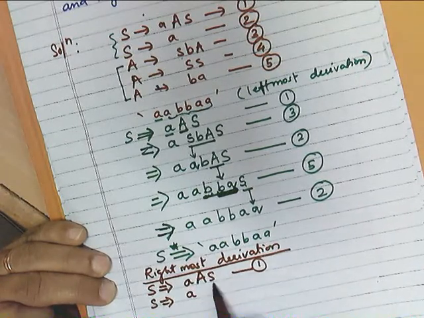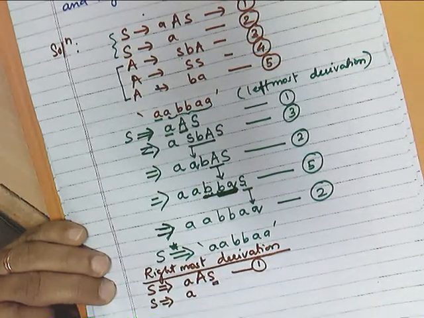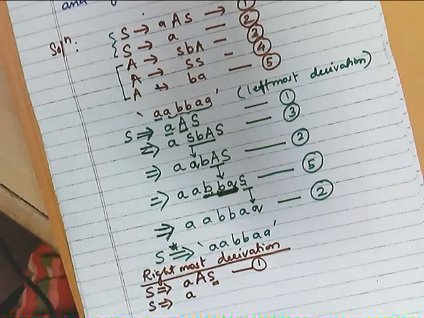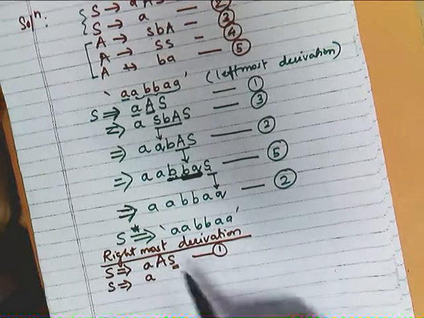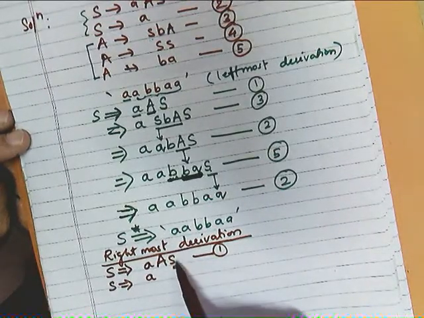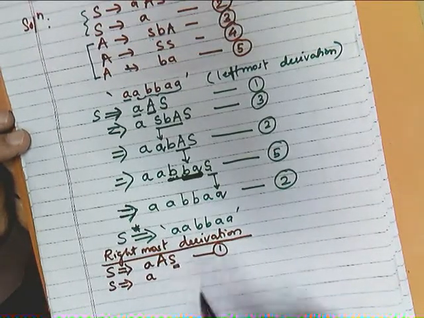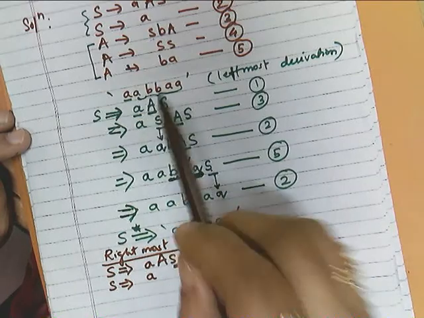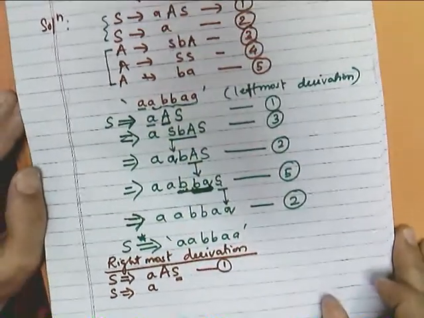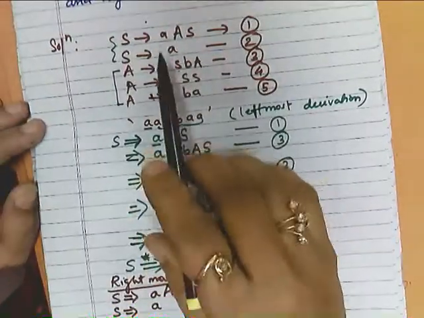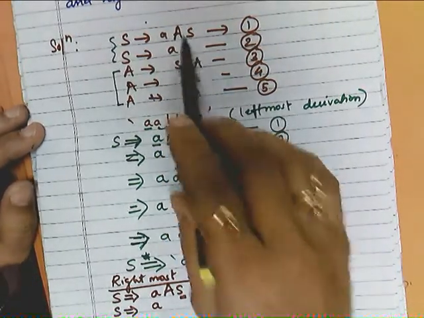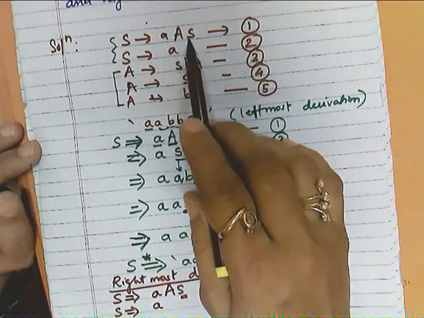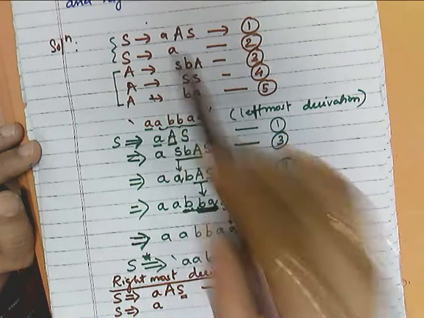So rightmost derivation means we need to derive a string from the which one? From the rightmost non-terminal, which is S. So for S we have how many productions? We have productions as AAS and this. Now what do you say? Which rule should we use? Whether we should use this rule or this rule?